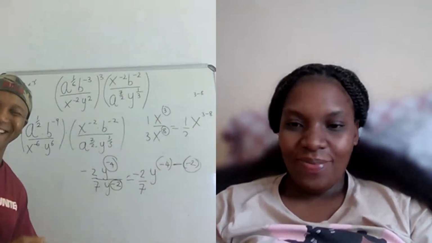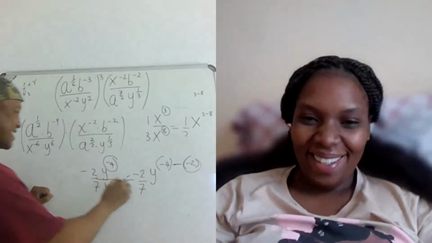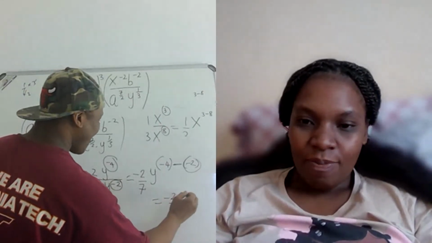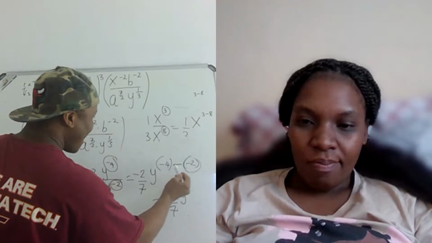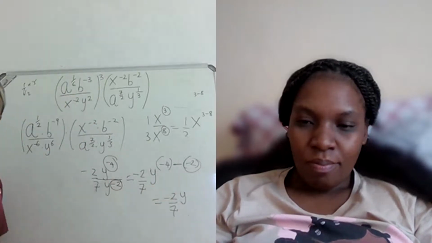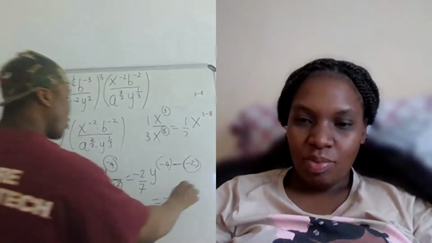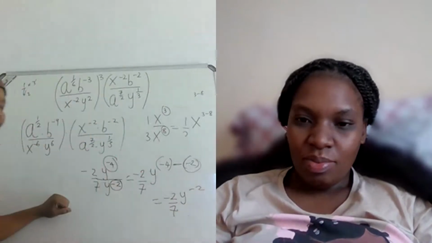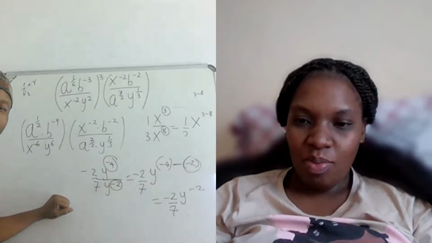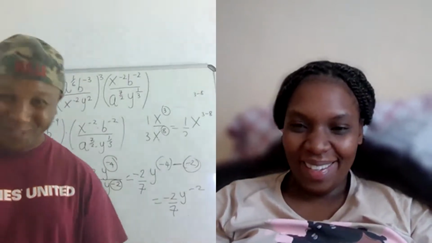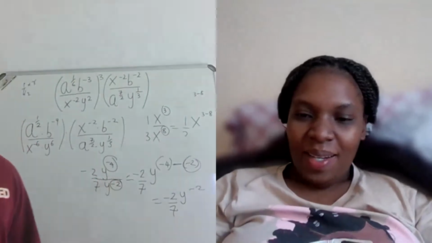Good. So then this is going to become negative 2 over 7, and then y minus 2 minus minus 2. What is the final answer? It's minus 2. So we're going to have a minus 2. But are we going to leave it like that as the final answer? No. How are we going to do it now? Because I want to know if you really remember how we do it. Tell me how we're going to do it right now.